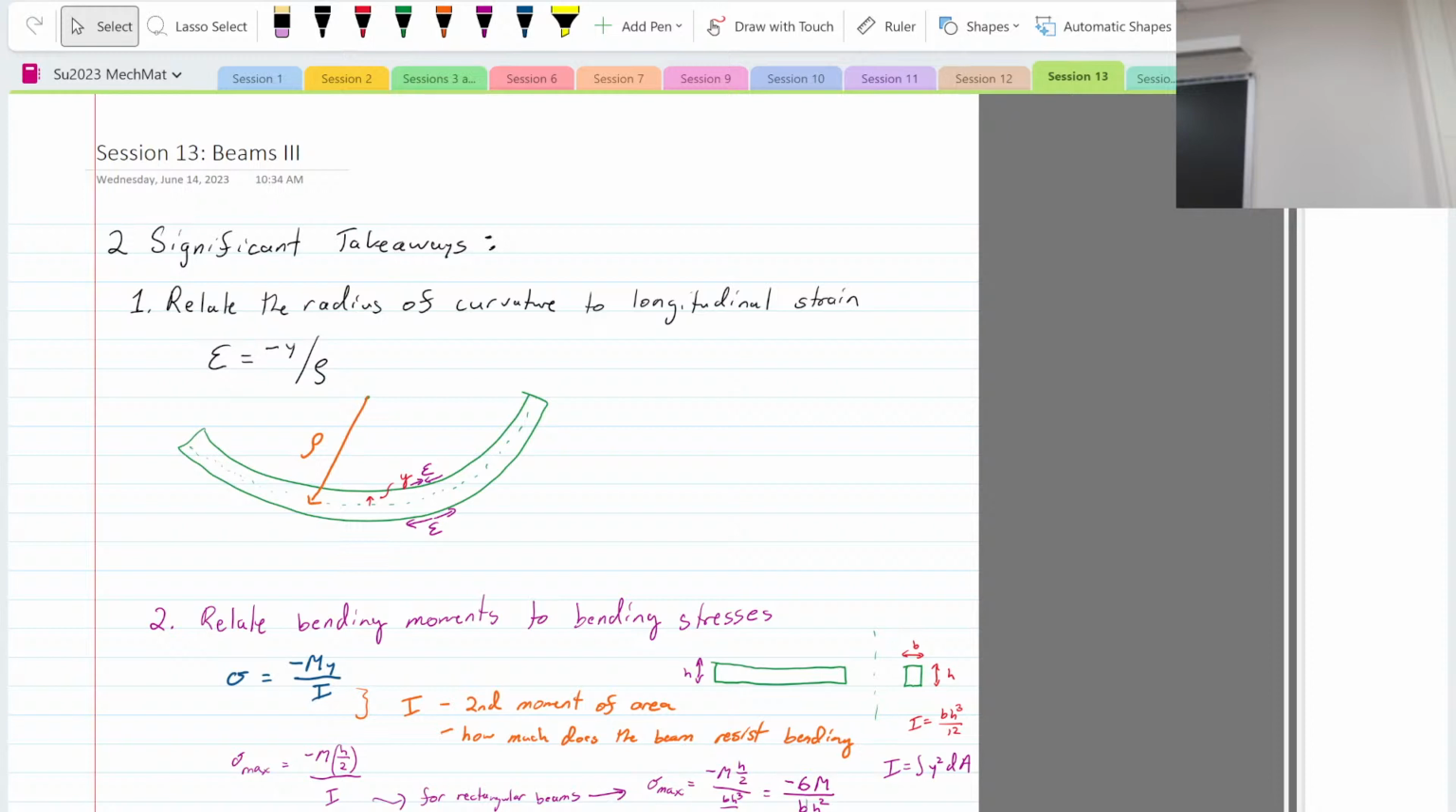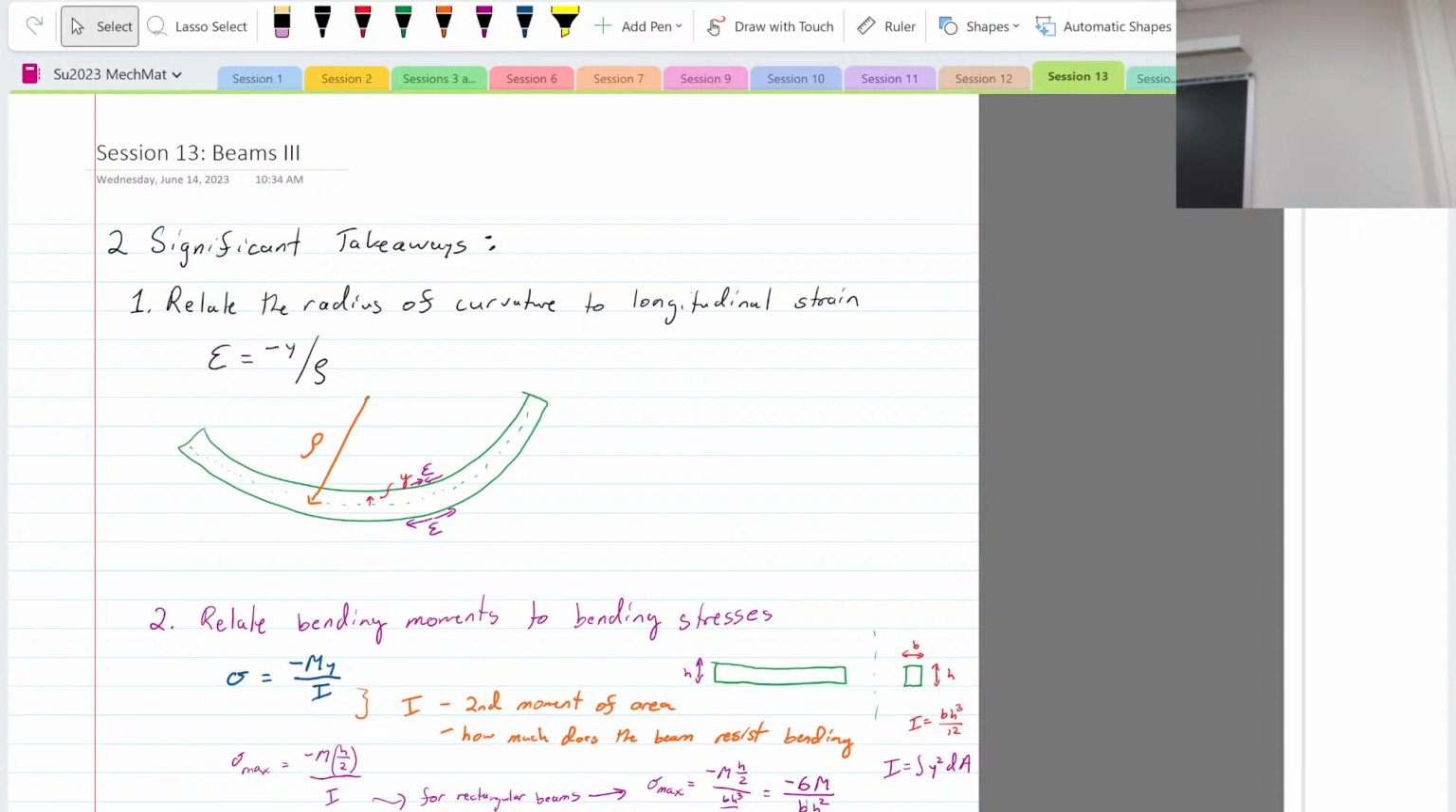So it's negative y. If you have a y value that's above the neutral axis and your bending moment is in this direction, then you're going to have compressive strain. That will also be negative, right? Yes, it'll be negative. You have a negative and a positive.